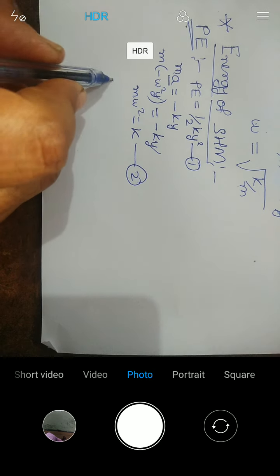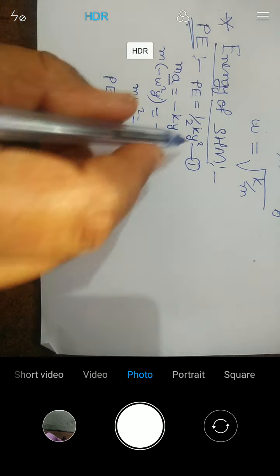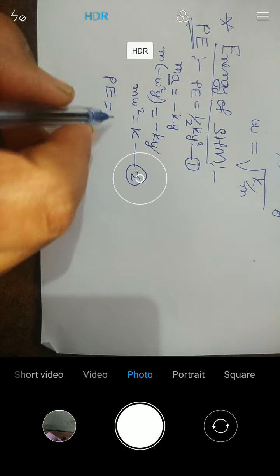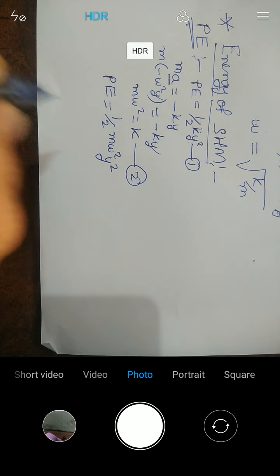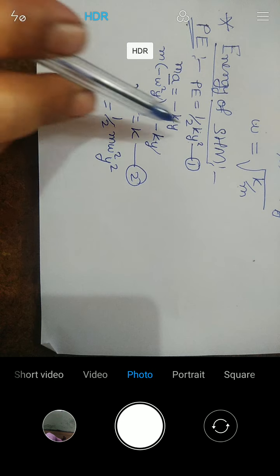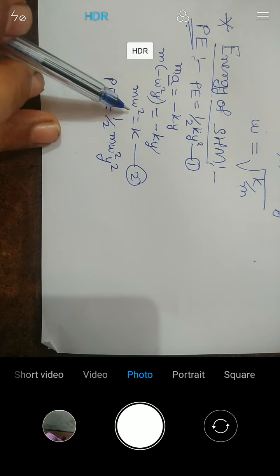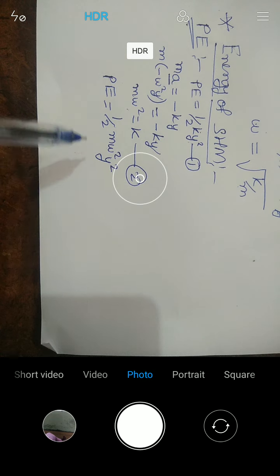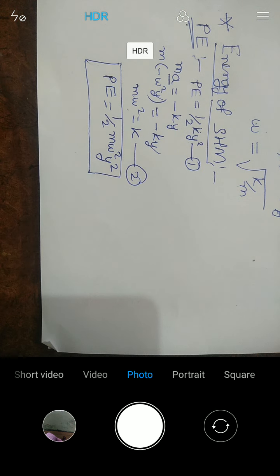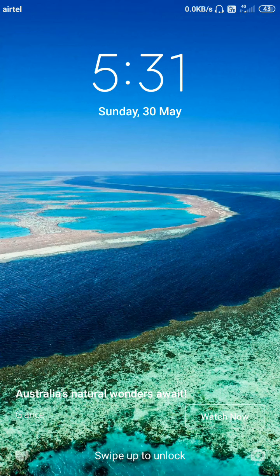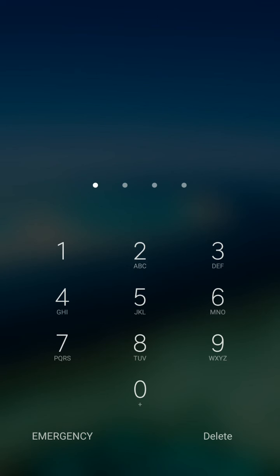Then the potential energy, PE, is equal to, you put the k value in equation number 1, that is 1 by 2 m omega square y square. The k value is m omega square, into y square, so 1 by 2 m omega square y square. This is the potential energy of a particle executing SHM, where a is the acceleration of the oscillating particle, k is the force constant, and omega is the angular frequency.